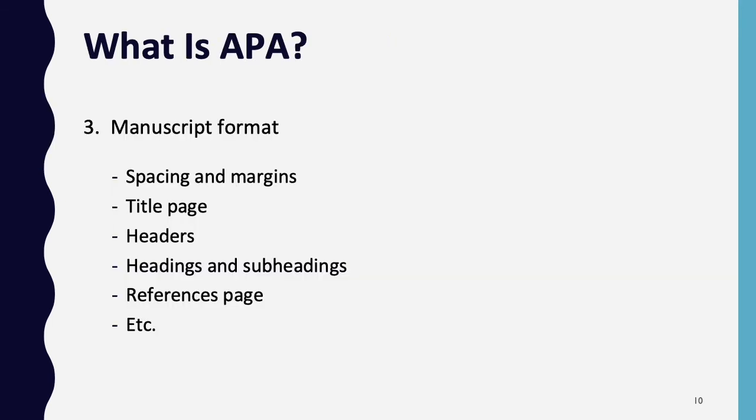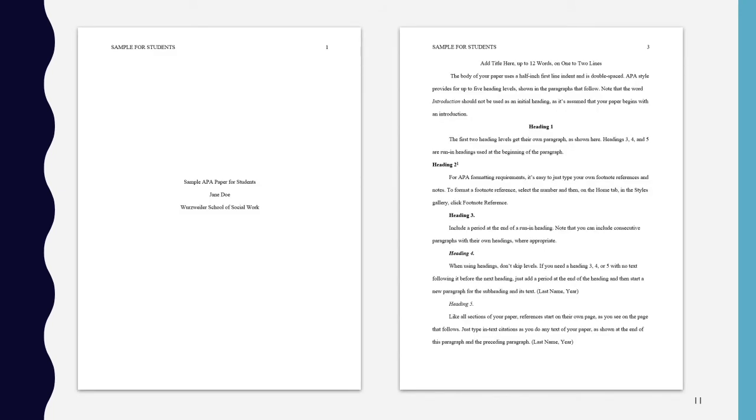The third aspect of APA is manuscript format, covering topics such as spacing and margins, the title page, headers, headings and subheadings, and the references page. Here are two sample pages from a paper in APA manuscript format. On the left is a title page. The paper title and author's information are centered in the middle of the page. A header includes a shortened version of the paper title in all caps and the page number.